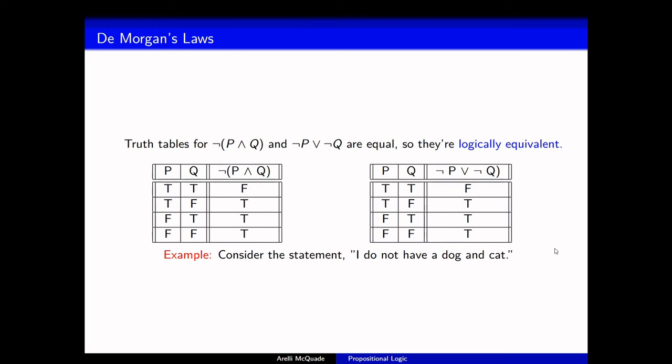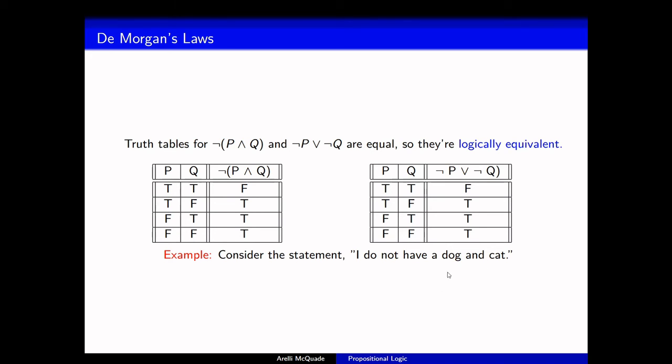And evidently, if we take the truth table for not P or not Q, they are identical. But why? Well, let's consider the statement, I do not have a dog and cat. Intuitively, we have some understanding of what this means, albeit we're not fully logically focused on it. If someone says, I don't have a dog and cat, we already know that this first line is false, because we know they don't have both. We intuitively already know that.